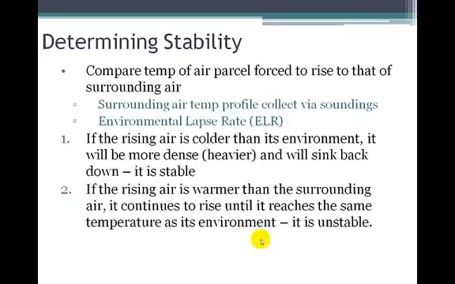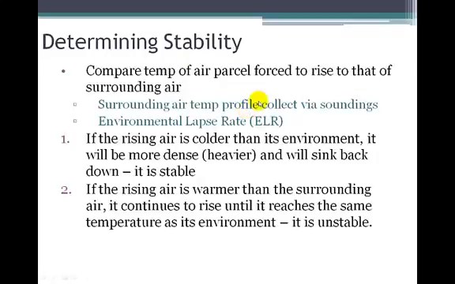So how do we determine atmospheric stability? Well, we have to compare the temperature of some air parcel that's forced to rise to that of the surrounding air. So the surrounding air temperature profile is collected via soundings. And we saw in a previous chapter the radiosondes that go up on the weather balloons, and one of the weather variables they collect is air temperature.